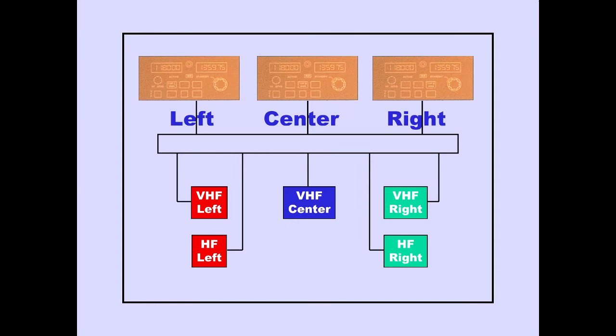Normally, VHF left or HF left will be selected on the left radio tuning panel. VHF center will be selected on the center radio tuning panel, and VHF right or HF right will be selected on the right radio tuning panel.